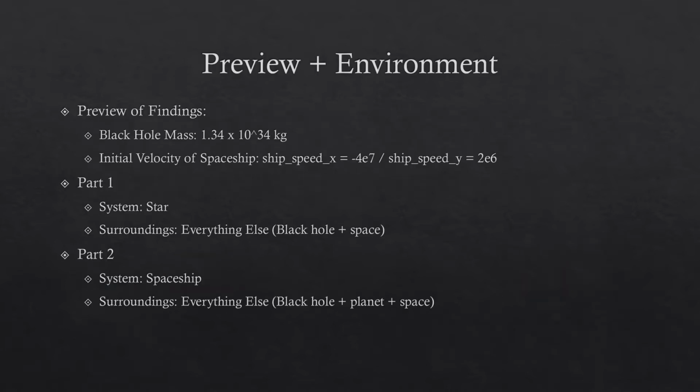As for a brief preview of the findings, we find that the calculated mass is 1.34 times 10 to the 34th kilograms, and the initial velocities are -4 times 10 to the 7 in the x direction and 2 times 10 to the 6 in the y direction. The part 1 system is just a star and the surroundings are everything else, while for part 2 the system is a spaceship and the surroundings are everything else, which is the black hole, planet, and the space around it.